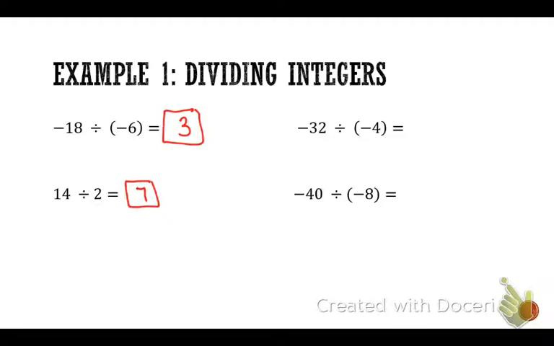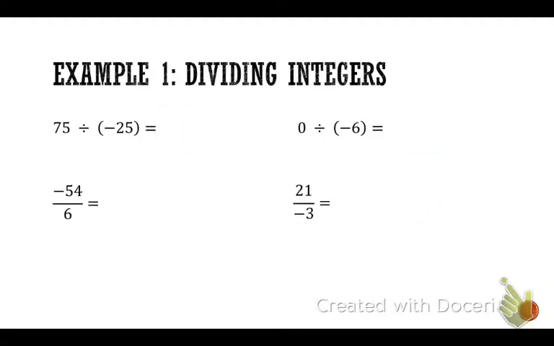Negative 32 divided by negative 4. Is it 8 or negative 8? It is 8. Why? 2 negatives, even number. All right. What about negative 40 divided by negative 8? Positive 5. All right. Do you need to write the plus sign in front of the 5 to show that it's positive? No. Absolutely not. Okay. All right. So now let's do some more.